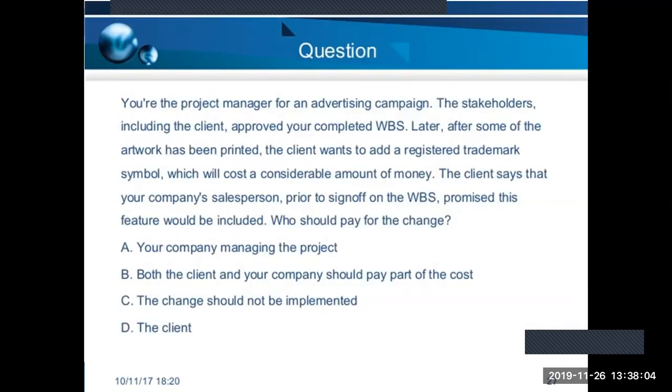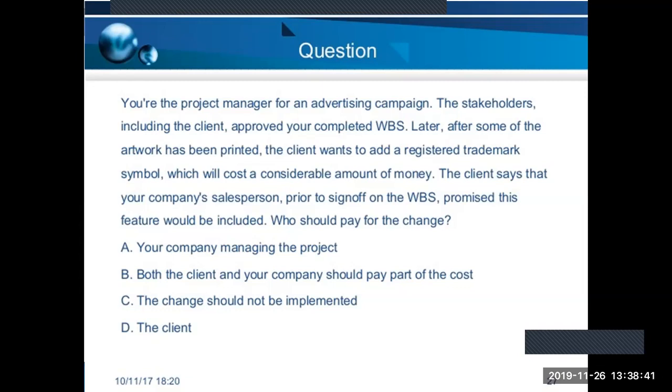All right, nice question there. Who can answer that? You are the project manager for an advertising campaign. The stakeholders, including the client, approved your completed work breakdown structure. Later, after some of the artwork has been printed, the client wants to add a registered trademark symbol, which will cost a considerable amount of money. The client says that your company salesperson, prior to sign-off on the WBS, promised this feature would be included. Who should pay for the change?